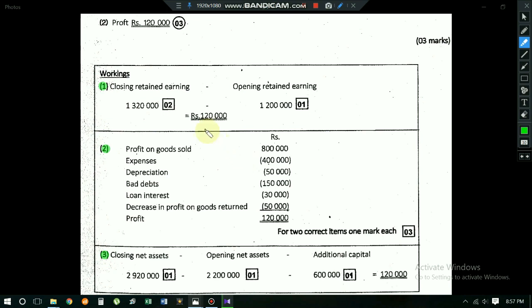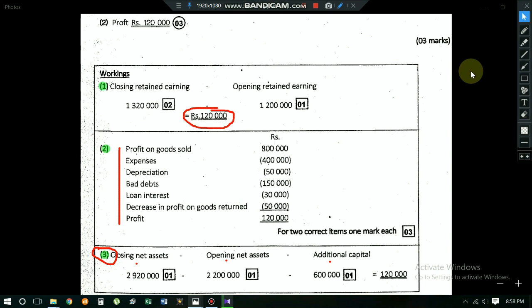As I said earlier, it's very simple. The difference between opening and closing, you can find the answer. Or else, income minus expense. This is kind of a long method, so I preferably use number 3, the net profit equation. As you know, the net profit equation is closing net asset minus opening net asset plus drawings minus additional capital. With that also, you can find the net profit.